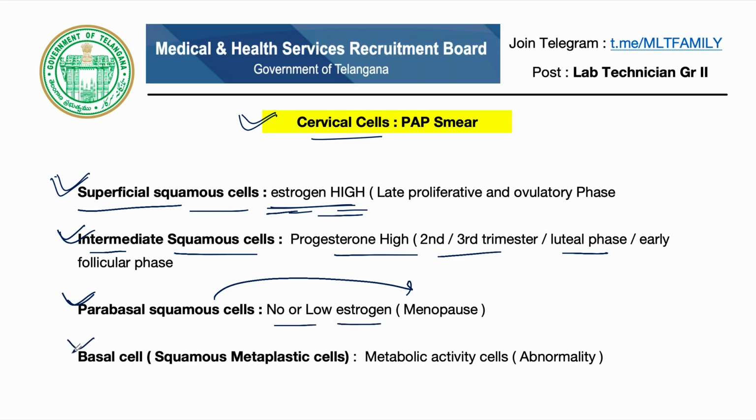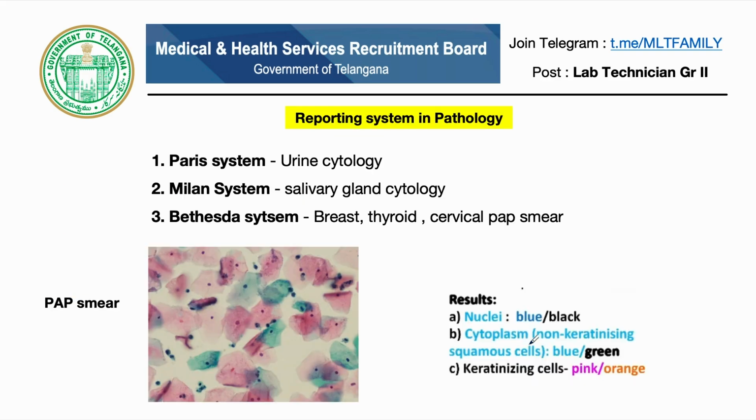Basal cells, also known as squamous metaplastic cells, have the highest metabolic activity inside the cell, and here is where you will get abnormalities of cancer or some kind of cervical cancer.